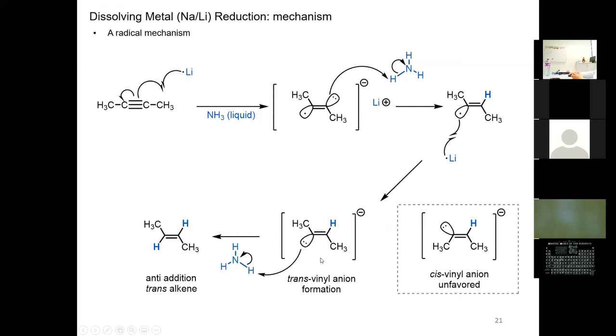But you need to memorize the single electron mechanism for the dissolving metal reduction, and really keep in mind that this is different from the hydrogenation reactions, which give the cis-alkene. The dissolving metal reduction gives trans-alkenes.